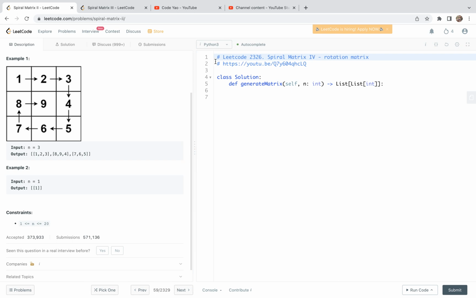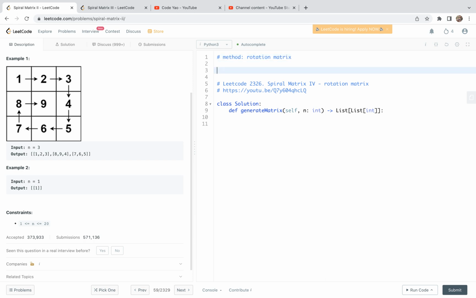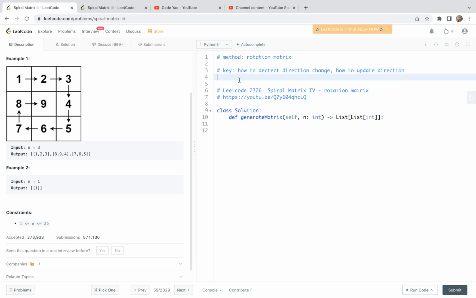Actually for this problem, if we follow the method in the video for LeetCode 26, this is sort of straightforward. So here we'll do it in a much quicker fashion. The method we're going to use is the rotation matrix method. Here the key is how to detect direction change, and how to update direction.